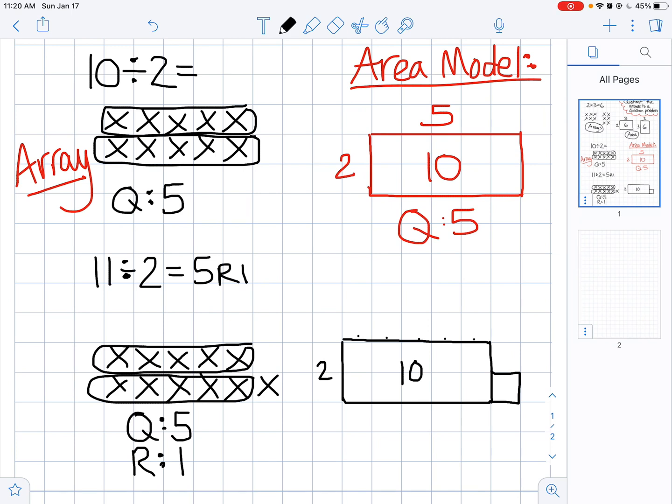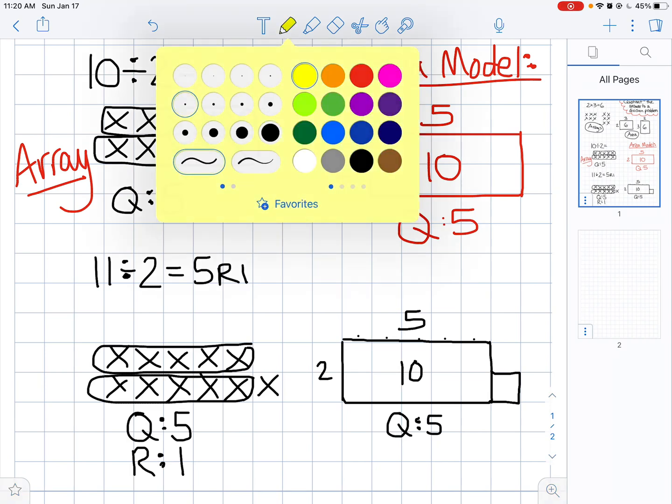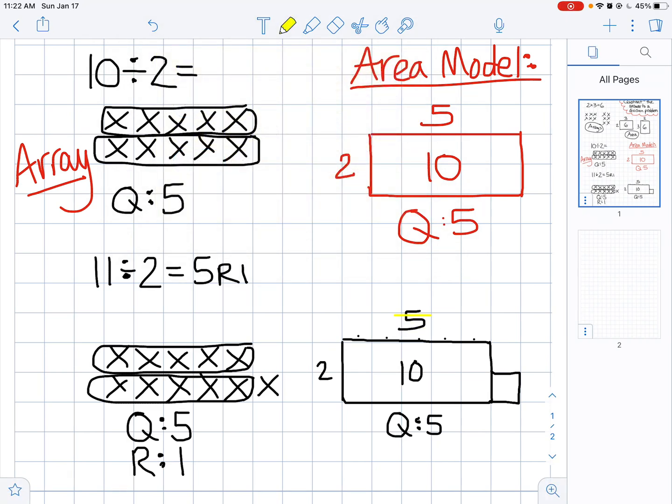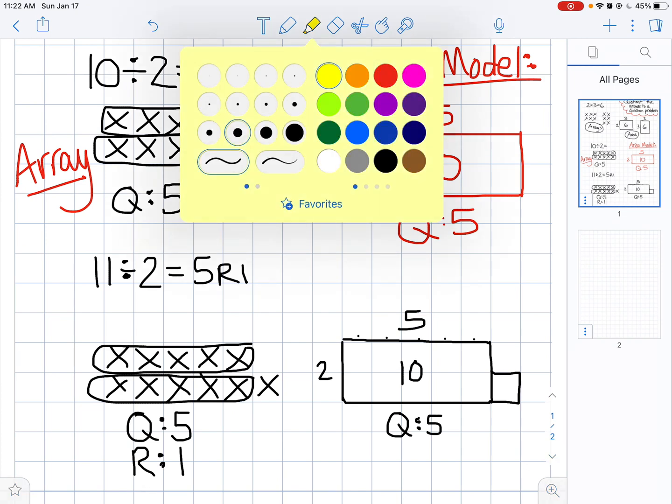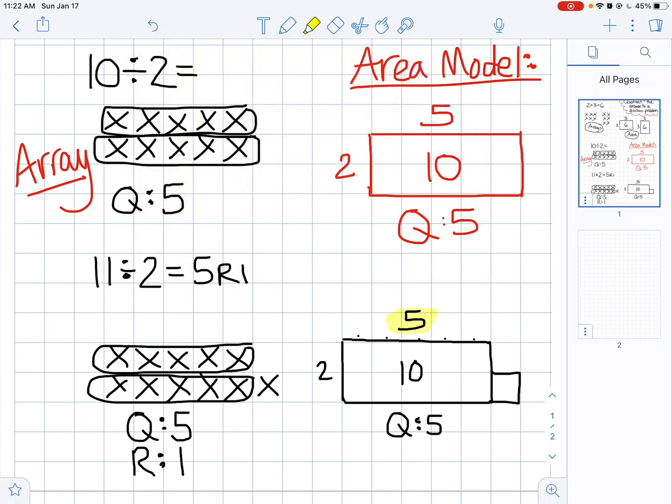1, 2, 3, 4, 5. So this is going to be 5. So once again, I know that 11 divided by 2, my quotient is going to give me 5. That's going to be right here, that missing part that we didn't know. Whoops, I meant to do that as a highlighter. And we still have one extra left over that didn't quite fit.